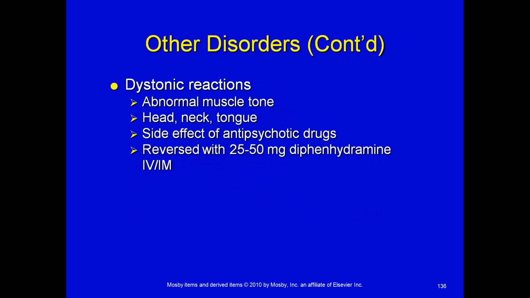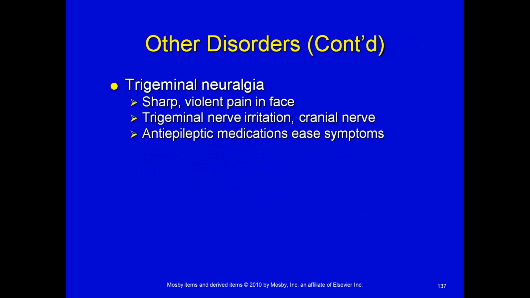Some other disorders include dystonic reactions, and this is abnormal muscle tone. Can occur in the head, the neck, and the tongue. It's also a side effect of certain antipsychotic drugs, which can cause dystonic jerks or tics. When it does occur as a result of an overdose of an antipsychotic drug, the dystonic reactions can be reversed with 25 to 50 milligrams of diphenhydramine or Benadryl, IV or IM.